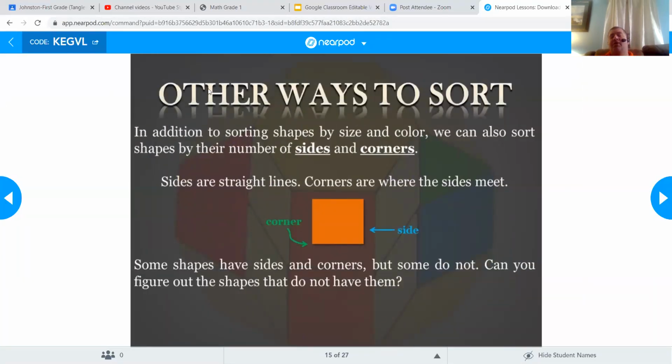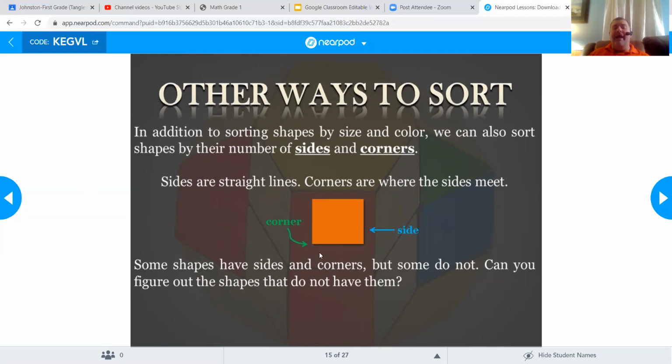There are other ways that you can sort shapes as well. In addition to sorting shapes by size and color, you can also sort shapes by the number of sides and corners. Sides are straight lines. Corners are where the sides meet. So where these two sides meet, this is called a corner. And this straight line is considered a side. So we would say that this shape has 1, 2, 3, 4 sides and 1, 2, 3, 4 corners.